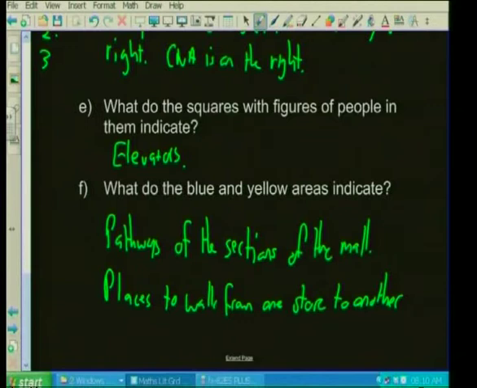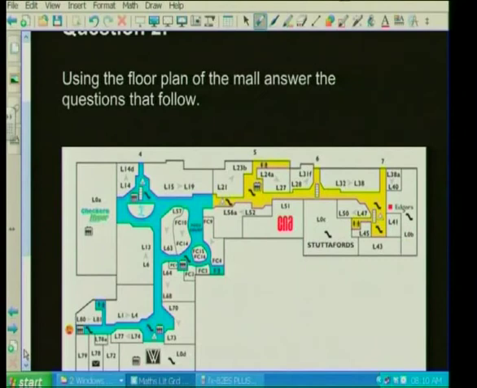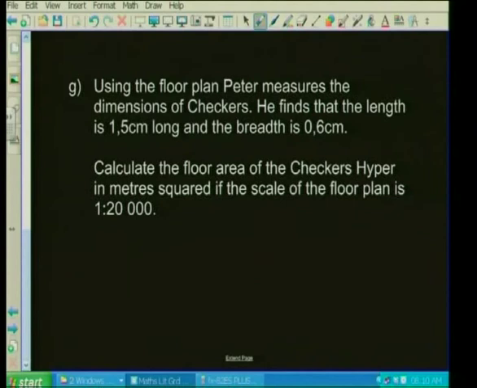Good, and I think we have one more question on this section, so let's just go to it. Here you can see question 2 again. It's just the same floor plan. There's just one more question here, and this relates a little bit to some of the work we did in one of our previous sessions. It says, using the floor plan, Peter measures the dimensions of Checkers. He finds that the length is 1.5 centimeters long and the breadth is 0.6 centimeters long. Calculate the floor area of the Checkers Hyper in meters squared if the scale of the floor plan is 1:20,000.